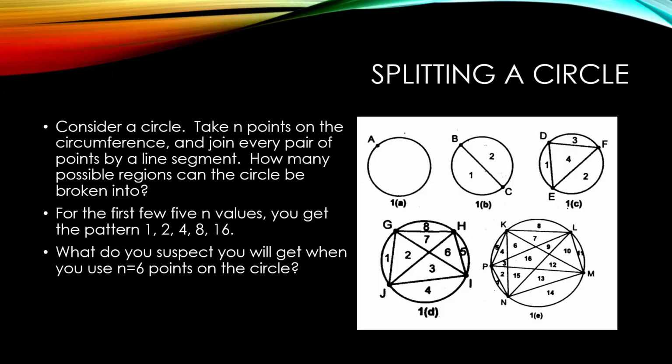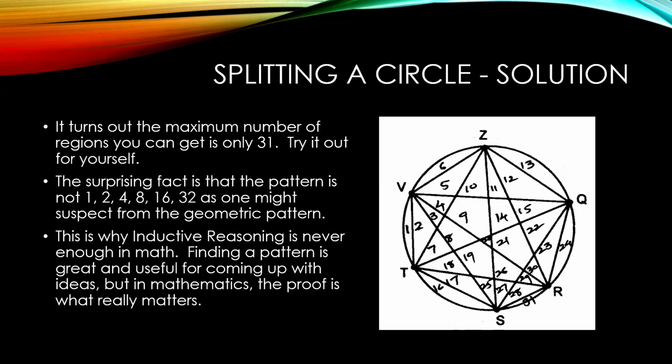And so now let's go back to that introductory question I asked. Consider a circle, take n points on the circumference and join every pair of points by a line segment. How many possible regions can the circle be broken into? For the first few, we have 1, 2, 4, 8, and 16. What happens when we have 6 points on the circle and connect all of the line segments? Well, we might expect 32, because this is just doubling every time. The reality is, it's only 31.